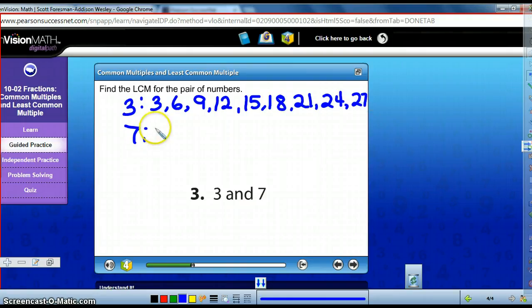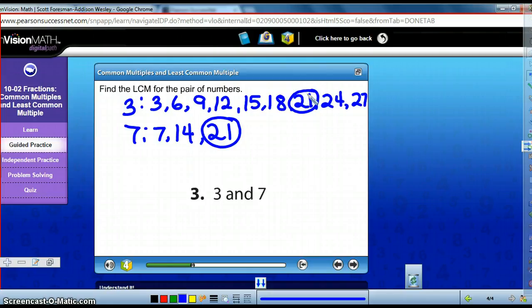7. 7 times 1 is 7. 7 times 2 is 14. Nothing in common yet. 7 times 3 is 21. 21 is our least common multiple.